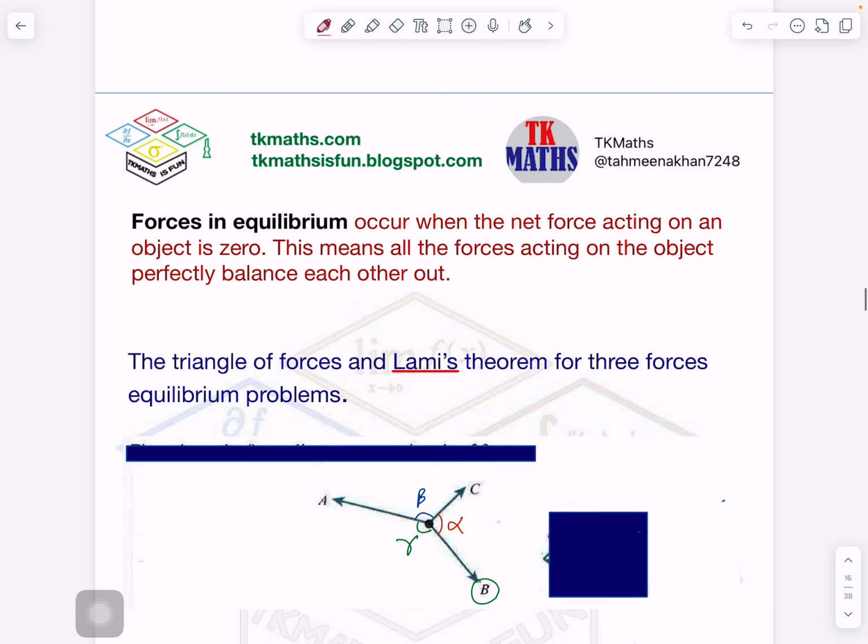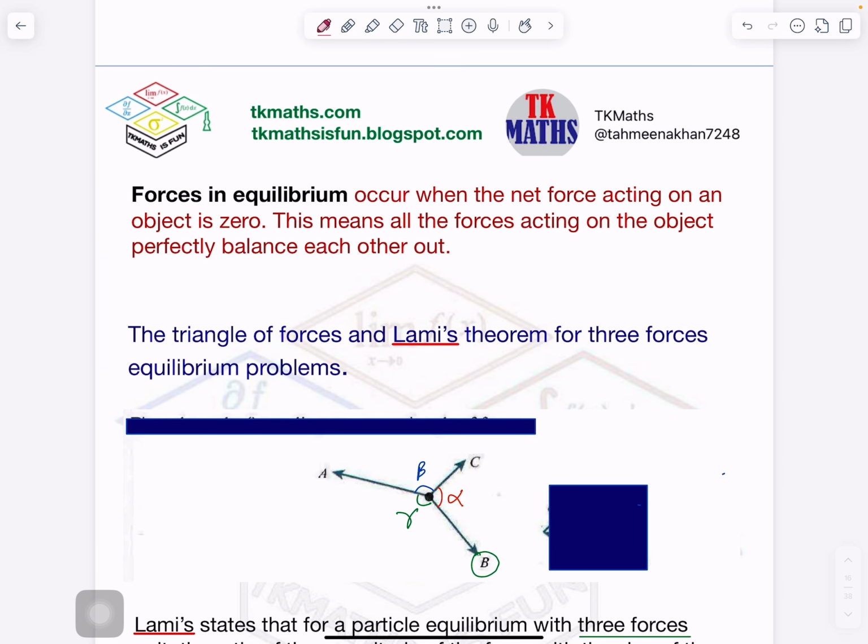Now, let's see forces in equilibrium. We have seen that when the net force acting on an object is 0, so overall the net force is 0, then it will be in equilibrium. This means all the forces acting on the object perfectly balance out.